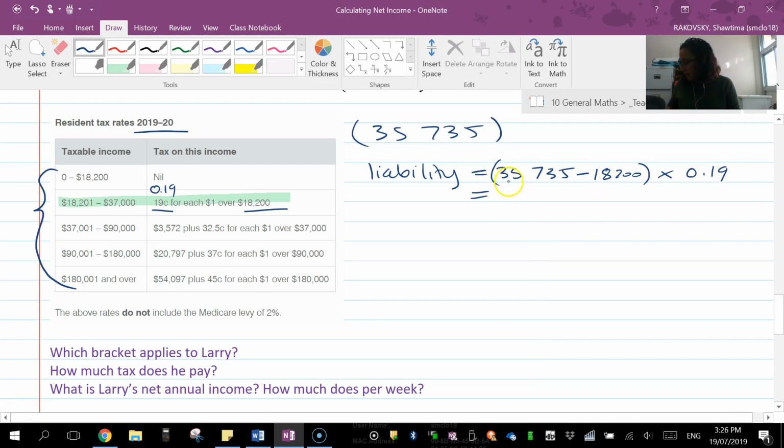Alright, so that means that the tax liability for Larry is $3,331.65. So this is how much tax Larry has to pay on this taxable income. So that's the amount of tax, we've done that. Now we're going to work out the net annual income.